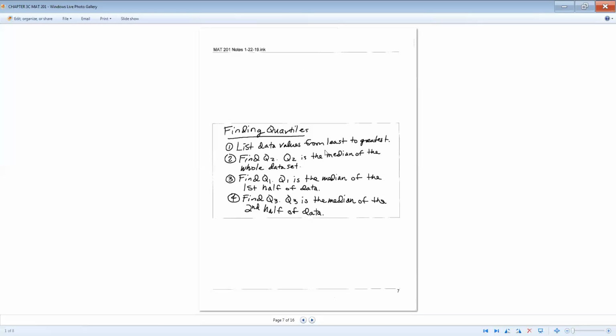So if you notice, all three of them are just medians. You find the median of the whole data set, the middle value of the whole data set. Then you find the middle value of your first half of data. Then find the median, or the middle value, of the second half of data.